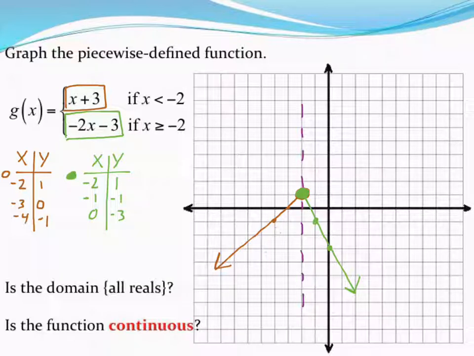These bottom 2 questions, real quick, we can answer those. Is the domain all reals? In other words, no matter where I go on the x-axis, whether I go left or right, is there a graph above or below me? Can I get an output for every input I plug in? The answer is yes. There are no breaks. There are no gaps in the graph.